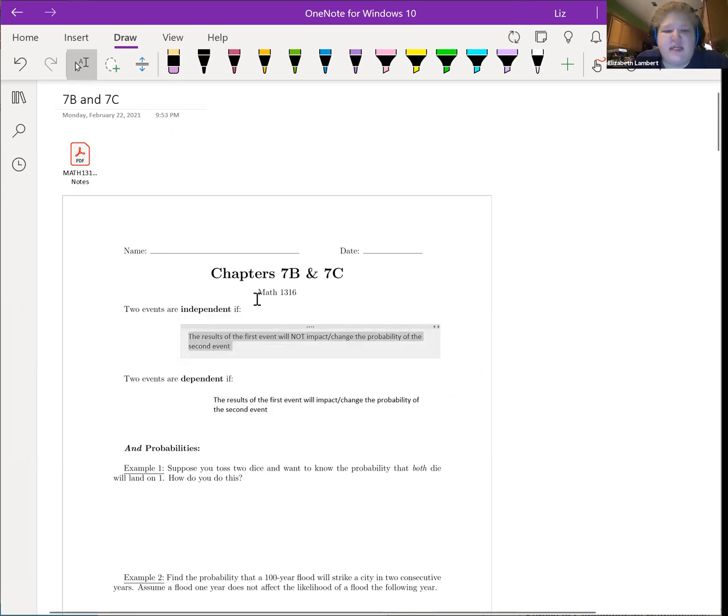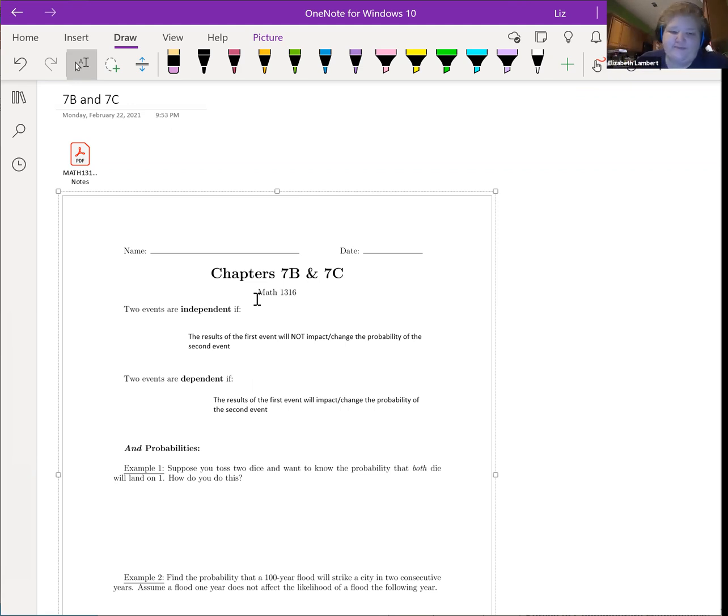So if two events are independent, then we just figure out the probability separately and then do whatever we're going to do with them. When they're dependent, we have to be a little more careful depending on what kind of question is being asked. So last set of videos, I hinted that we were going to come back to the and and the or concepts. This is where they are.